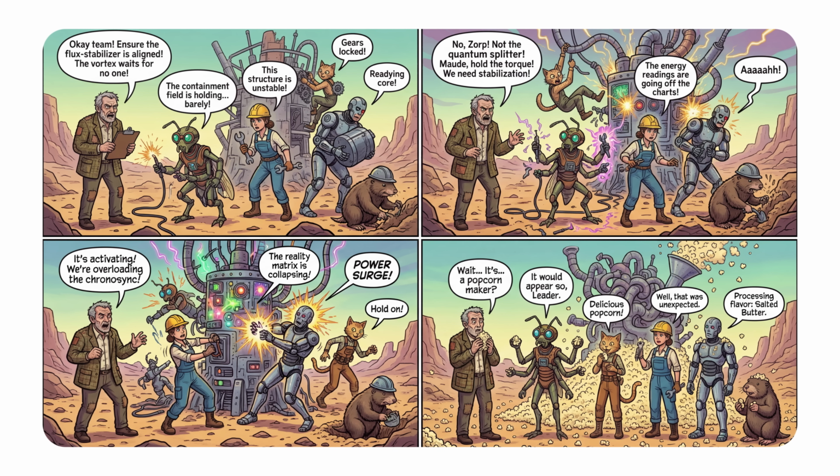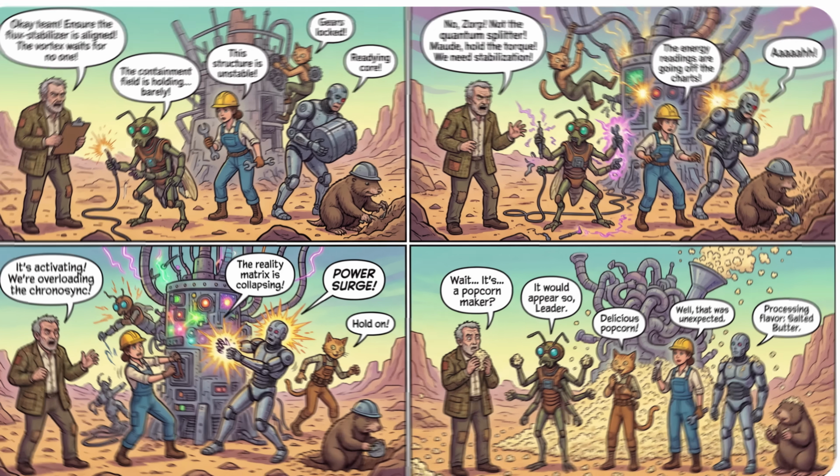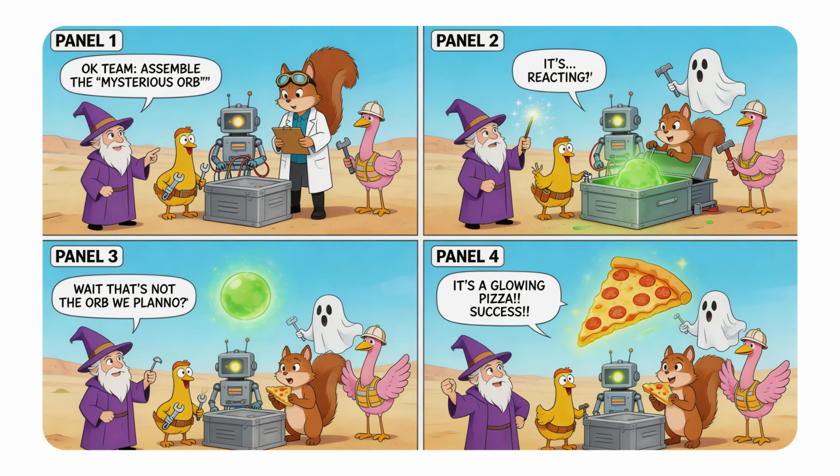The characters remain remarkably consistent across all 4 panels. We can clearly identify the same 6 characters throughout the sequence. Their design, clothing, and facial features remain stable from panel to panel, which is exactly what this test is trying to measure. Now let's examine Seedream's result.